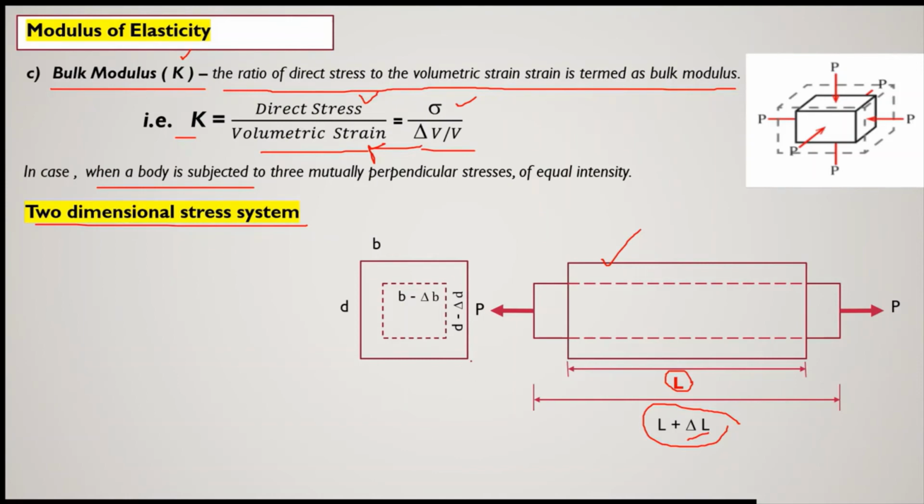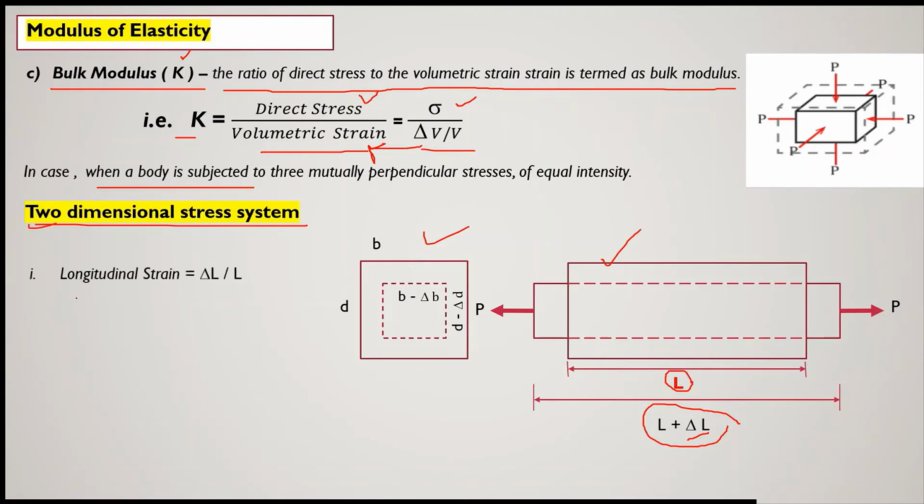And if you want to see the lateral dimension, this was the longitudinal dimension. Lateral dimension, you will be observing that initially the dimension was B into D. B was width and D was depth. But when it got elongated, then the lateral dimension has decreased. Depth has decreased by delta D and width has decreased by delta B. So B and D were the initial dimensions, and B minus delta B and D minus delta D are the final dimensions. So here we are considering two dimensions, longitudinal dimension as well as lateral dimension. So this will be a two-dimensional stress system.